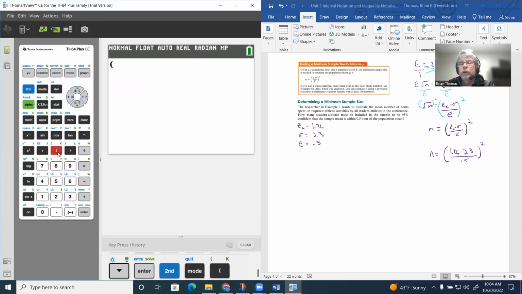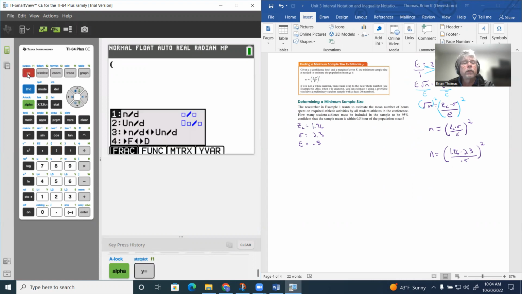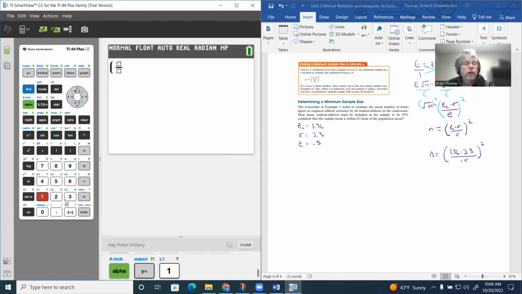So we have parentheses, and we have a fraction too, so I'm going to use alpha F1, number 1. I'm going to have 1.96 times the 2.3. Then I'm going to go down, divided by the 0.5. Come out of that, close my parentheses, and then square it. Then if I hit enter, that'll give us this 81.2.